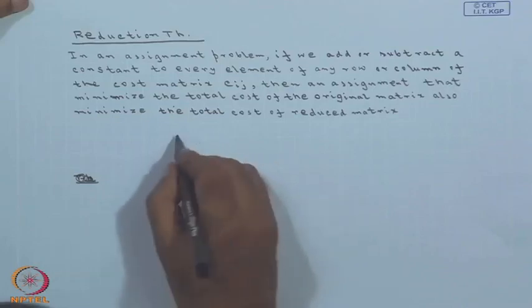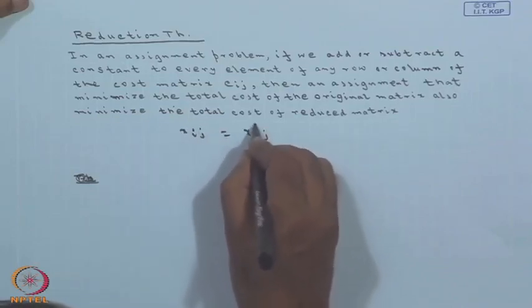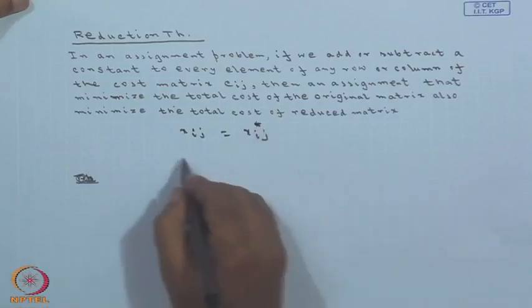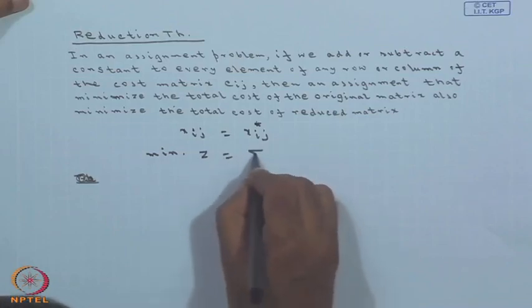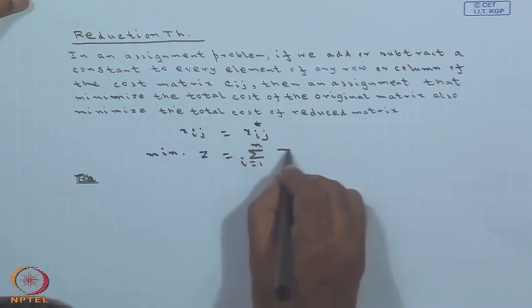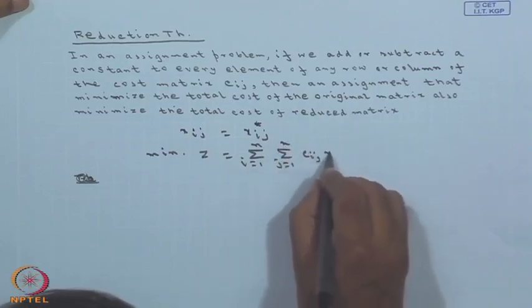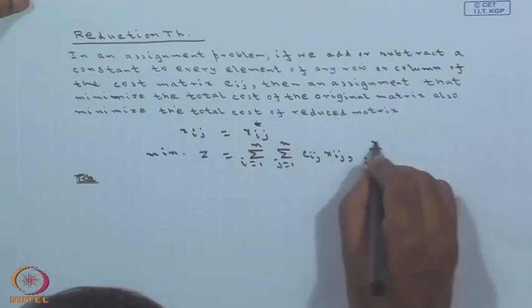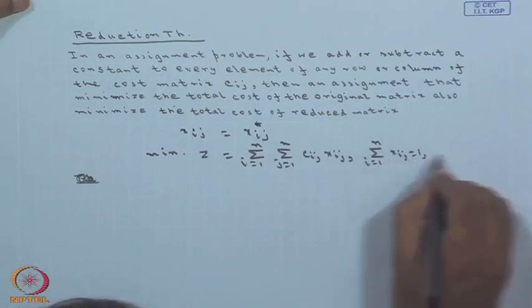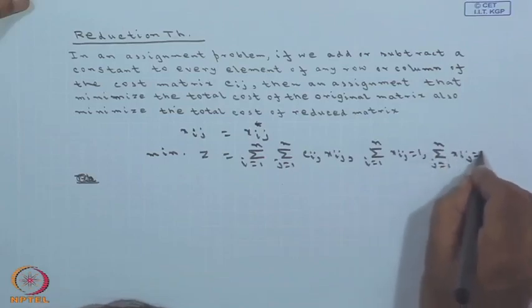So, mathematically, I can say that if Xij equals Xij star, suppose this minimizes z equals summation i equals 1 to n, summation j equals 1 to n, Cij Xij. I have already written this. So, summation i equals 1 to n Xij is 1, and summation j equals 1 to n Xij is also equal to 1.